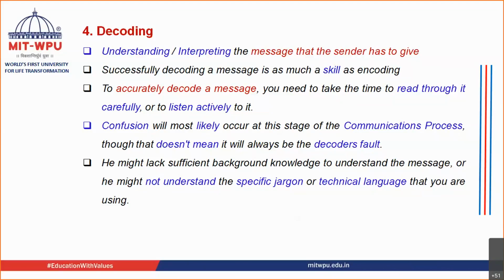So the success of communication lies in two things. One, how you are encoding the message. Secondly, how the other person is decoding the message. So how this encoding and decoding takes place, on that the success of communication depends. Your encoding should be correct and his decoding at his end also should be correct.